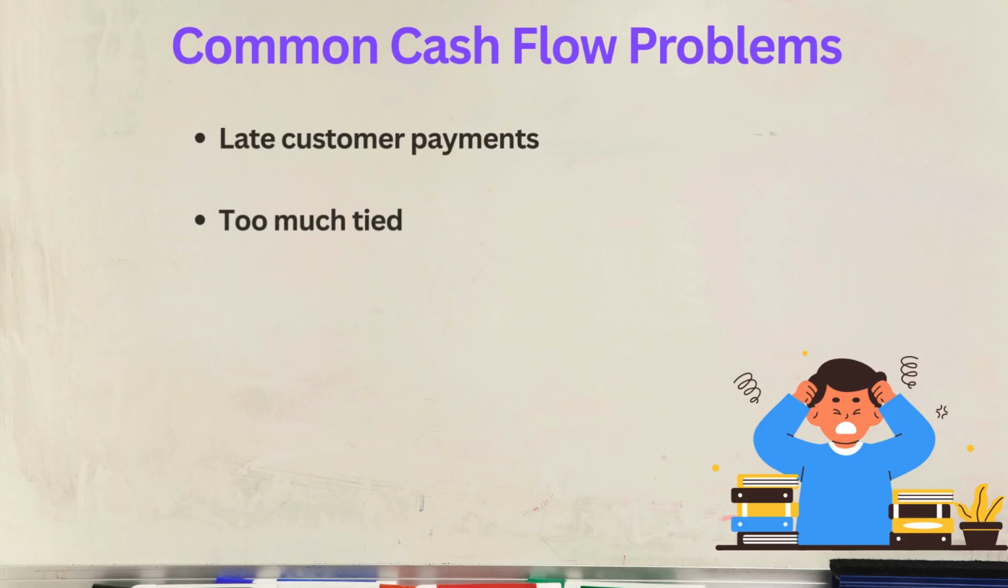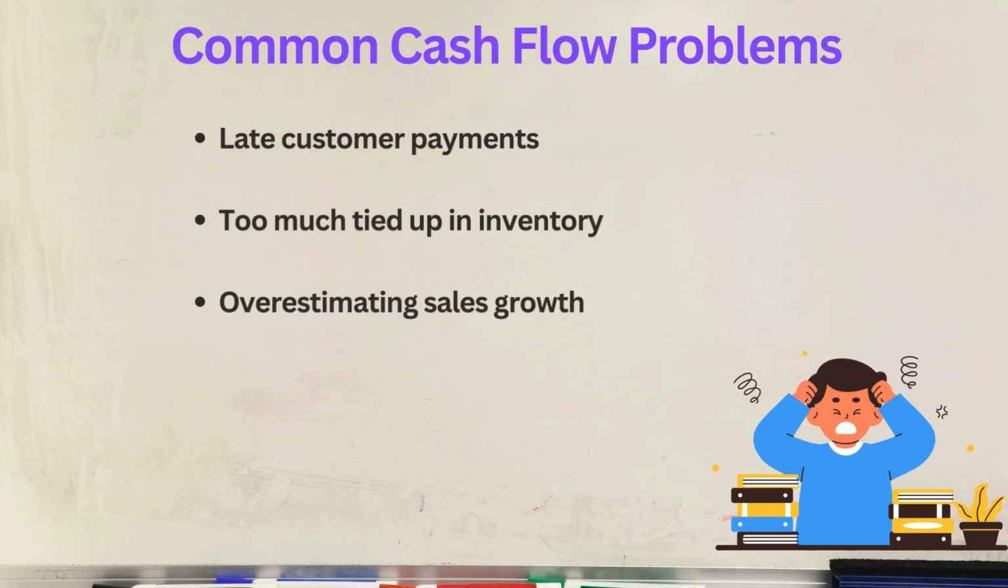Another is too much money tied up in inventory. Let's say you buy $50,000 worth of products expecting a big sales season, but sales come in slower than planned. Until that inventory sells, your cash is locked away on the shelves. Overestimating sales growth is another pitfall. If you assume your sales will jump 30% next quarter and spend accordingly, but the growth never comes, you're suddenly short on cash.